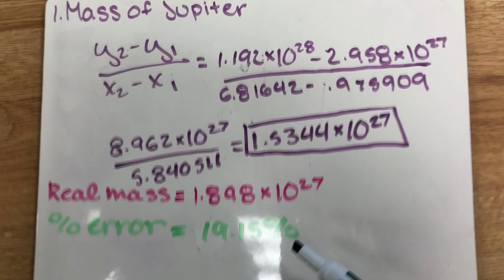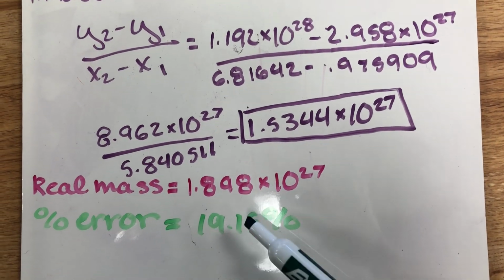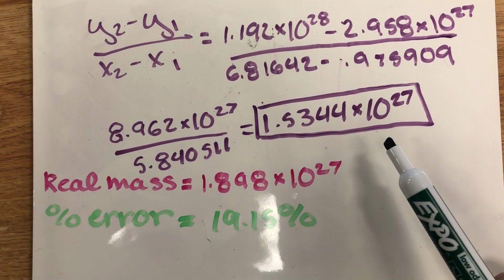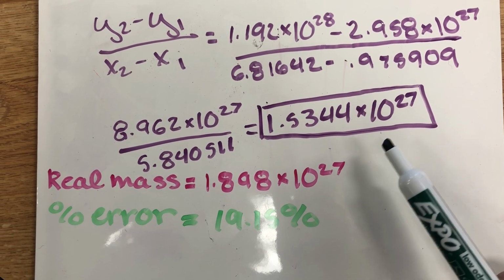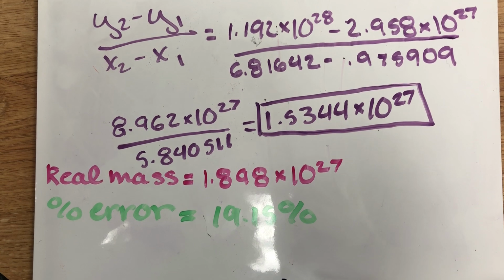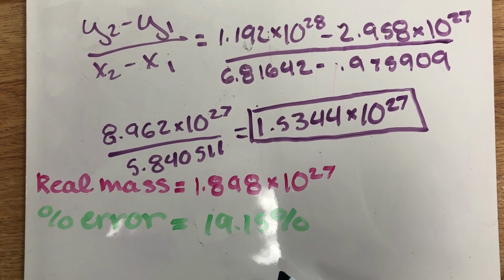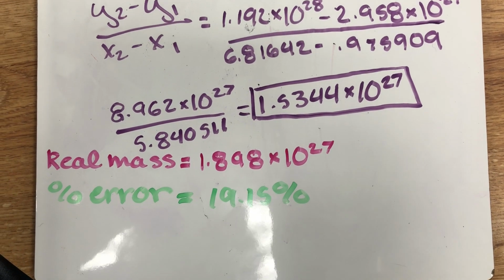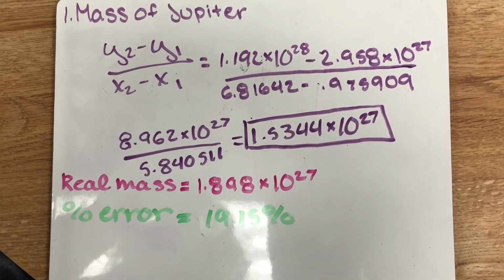The real mass of Jupiter is actually 1.898 times 10 to the 27th kilograms, whereas I got 1.53 times 10 to the 27th. My percent error was 19.15%. Different reasons this could have happened was because the periods weren't exactly precise.